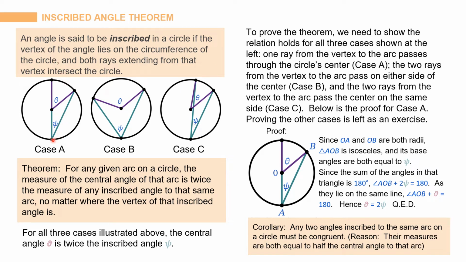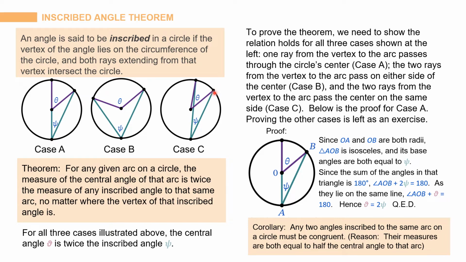So it could be like case A, where the vertex is here and one ray goes through the center and hits the circumference here, and another ray hits the circumference there. So that's inscribed angle psi. Inscribed angle psi could also happen if a vertex is here and the two rays go to either side of the center before they hit the outer edge of the circle. And in case C, the vertex is here and both rays lie on the same side of the center as they intersect the circle.